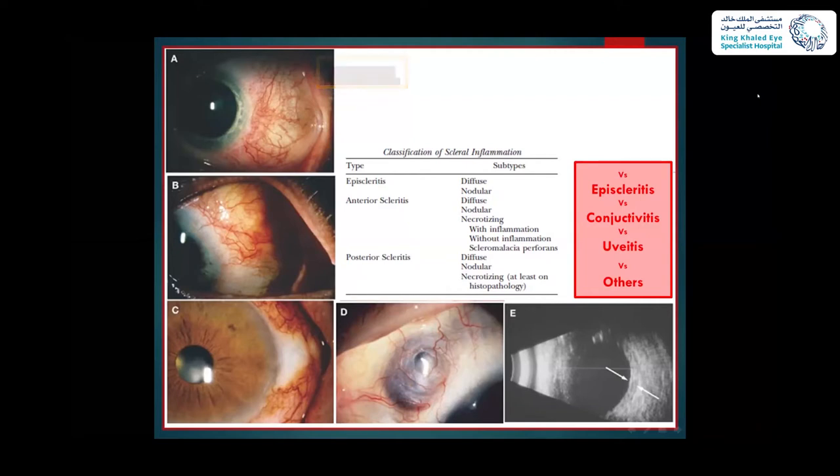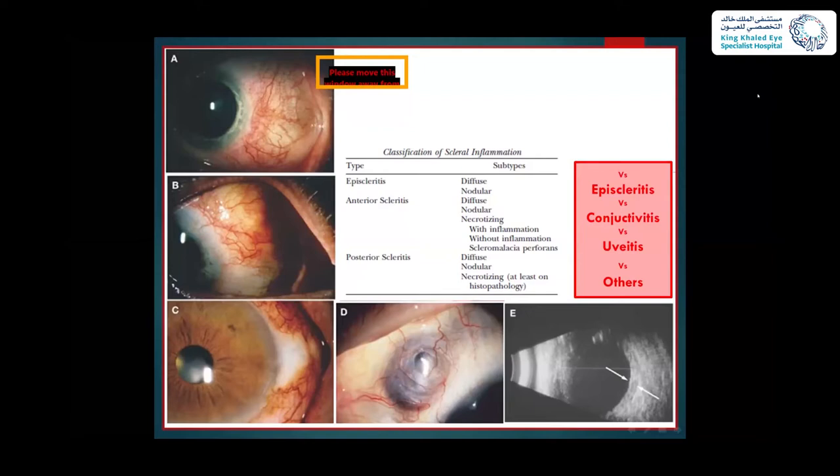Is it diffuse injection or not? Is there any follicular reaction or not? Are there any pseudomembranes? Also, is there tenderness when I'm pressing on the eye or not? Sometimes there is a blue hue with scleritis. Mm-hmm. Jamil. Yeah, this is most of the differentiation.